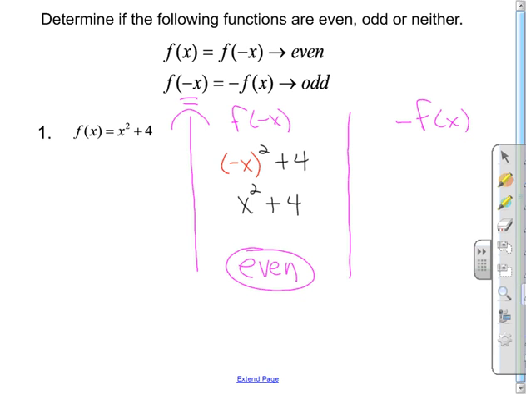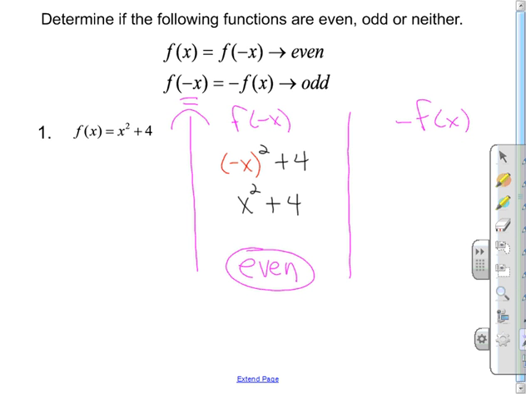Now, this right column is not even necessary because I've already shown that the function is even. It cannot be both. So once you've shown it's even, to try to show it's odd would be futile, would be an exercise in futility, because it cannot be both.